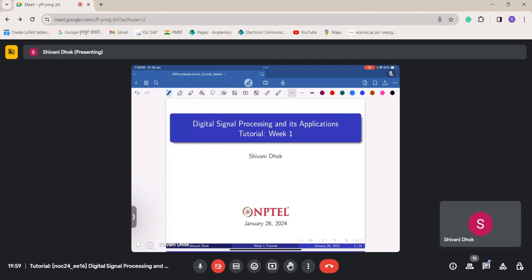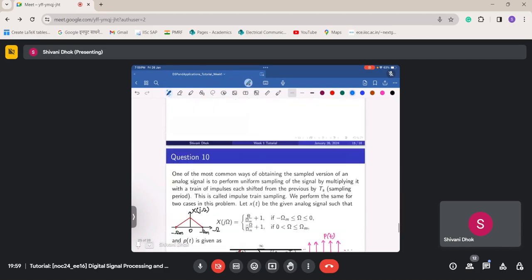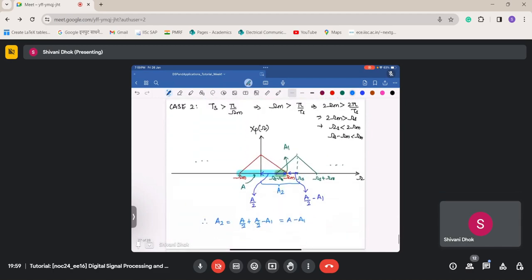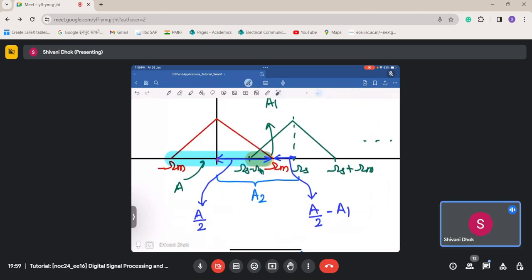Ma'am, and the last question. Ma'am, that area A1 is coming twice in A by 2 and A by 2. No, see, this part is A by 2, right? Only this part. Then how can you write this part? This will be this area minus this area. So this area by symmetry is A by 2 and this area is A1. So that's why this area is A by 2 minus A1. Yes, ma'am. Thank you, ma'am.